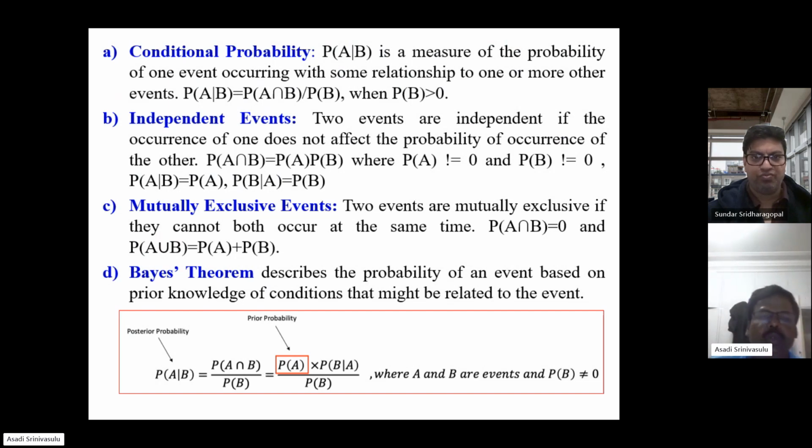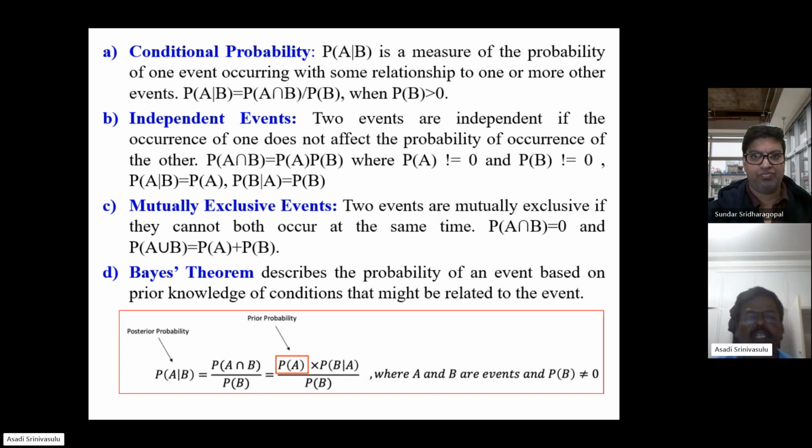Then mutually exclusive events. Two events are mutually exclusive if they cannot both occur at the same time. That means P of A intersection B equal to 0 and P of A union B equal to P of A plus P of B. That is called mutually exclusive events. We are going to use all these functions in one example in the forthcoming slides.